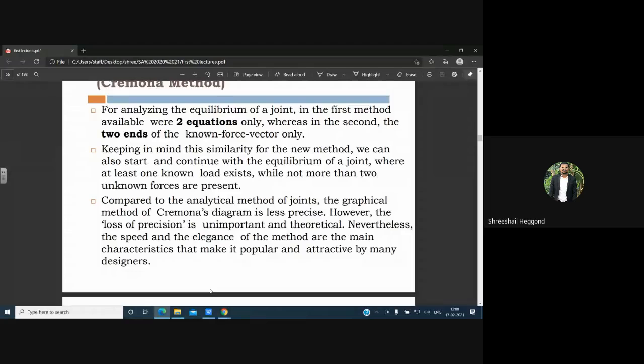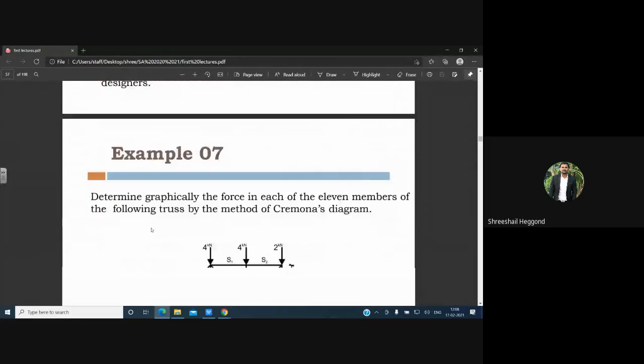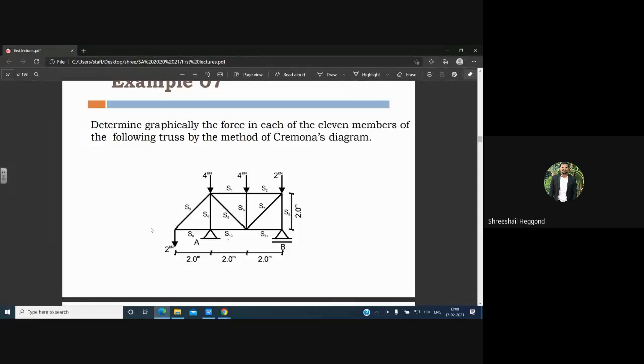Because of that, the graphical method of the Sherman's diagram will be less precise compared to our previous two methods, that is the joint method and the section method. And the numericals on this are just for your information. I am explaining this graphical method, otherwise it is not asked in the exams.